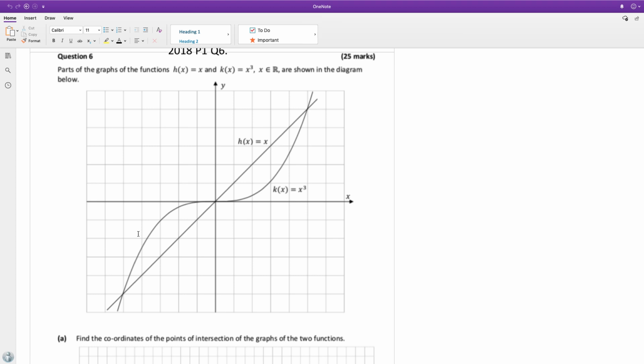How many points of intersection am I going to have? 3. I have 1 down here, and 1 here, and 1 there. 3 points of intersection. Off you go and get my 3 points of intersection.